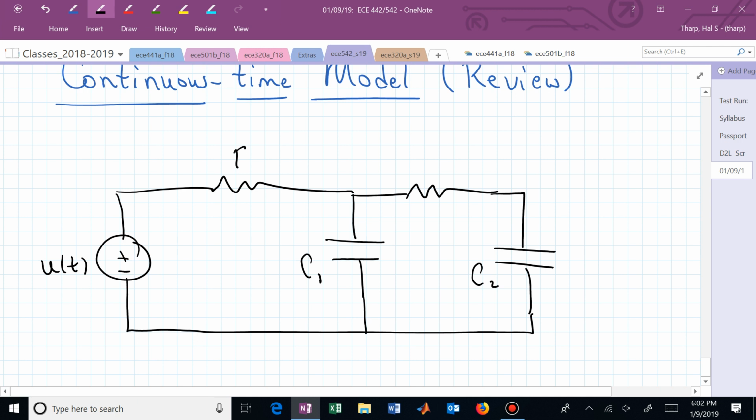Let me call this R1, this R2. And let me say that I'm interested in the output being the voltage drop across that second capacitor, C sub 2. If I now want to model this circuit, what do you start doing? Or what do you start thinking?